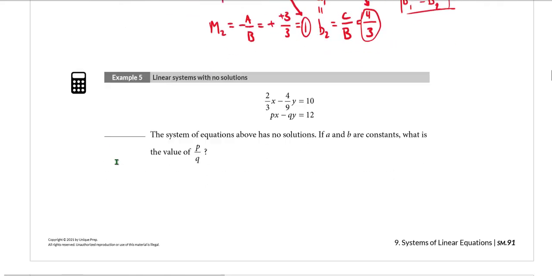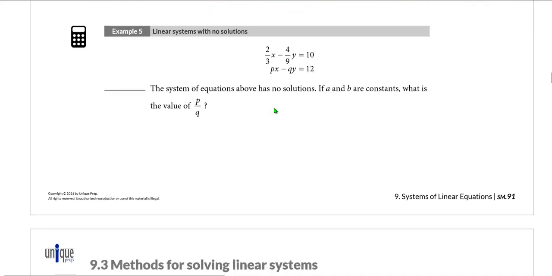On to the next example, which again you should probably try to do on your own. So in this example, again, we're given a system of equations. We are told that there are no solutions, and we are being asked for the value of p over q. Let's recall that for there to be no solutions, again, I'll label these lines, line 1 and line 2, we know that the slopes must be equal. No solutions means parallel lines. So the slopes must be equal, but the y-intercepts must not be equal.